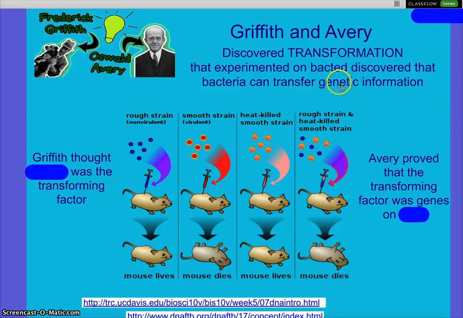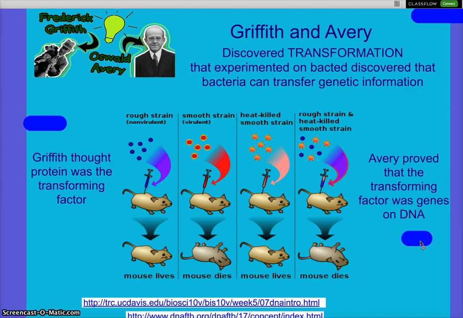They really don't know, or I would say Griffith or Avery at the time really don't know what genetic material is that's being transferred. Griffith actually thought that protein was what contained genetic material, and Avery later proved what? What contains genetic material? Good, DNA.